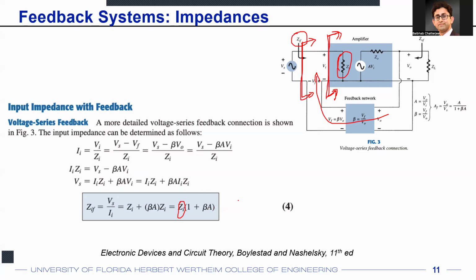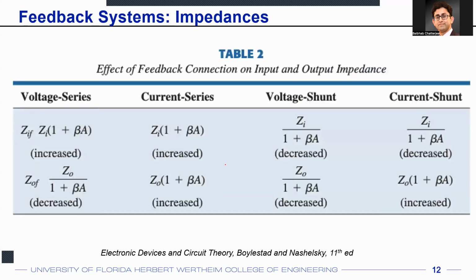And similarly, you can calculate your output impedance as well. And you can do it for all 4 different types of feedback systems, which we have done here: voltage series, current series, voltage shunt, and current shunt. What happens to your ZIF, that is the input impedance with feedback, and output impedance with feedback? We just proved in the previous slide that your input impedance with feedback is going to be increased. Similarly, you can show that your output impedance with feedback is going to be decreased for voltage series.